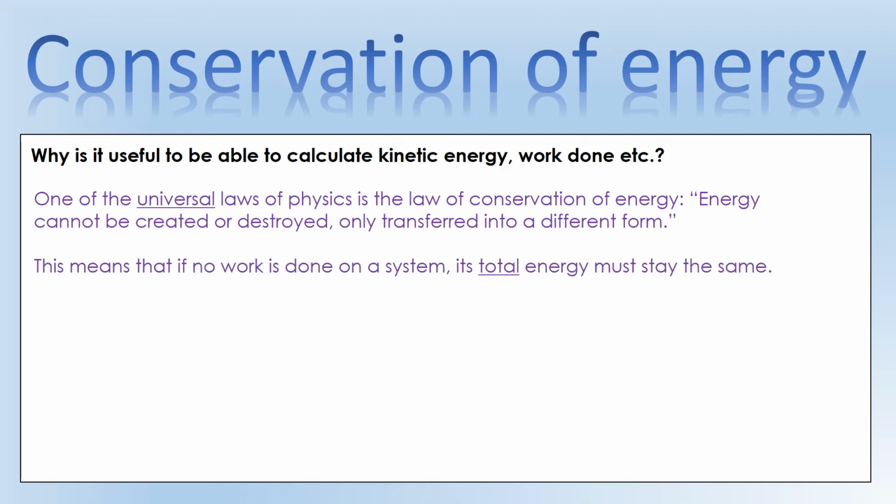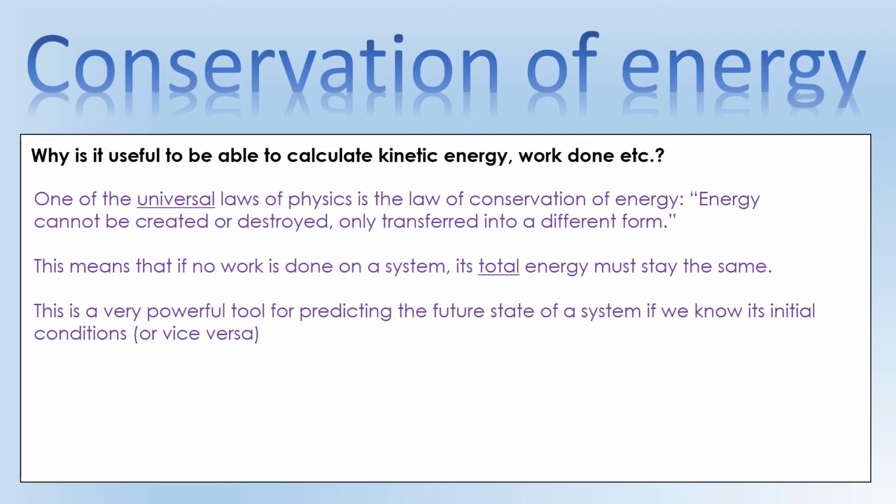Okay, so if we can identify scenarios where no work is done on a system, some examples would be if there's no friction acting, if there's no drag acting, no one's coming along and pushing it, things like that. The reason it's useful is because we know the total energy of that object must stay the same because no work has been done on it. That means it's going to be a very powerful tool for predicting the future state of a system if we know its initial conditions, or vice versa. If we know the final conditions, we can predict what the initial conditions were. That's what we're going to use it for, and I'm going to show you a few specific examples so you can actually see that in action.